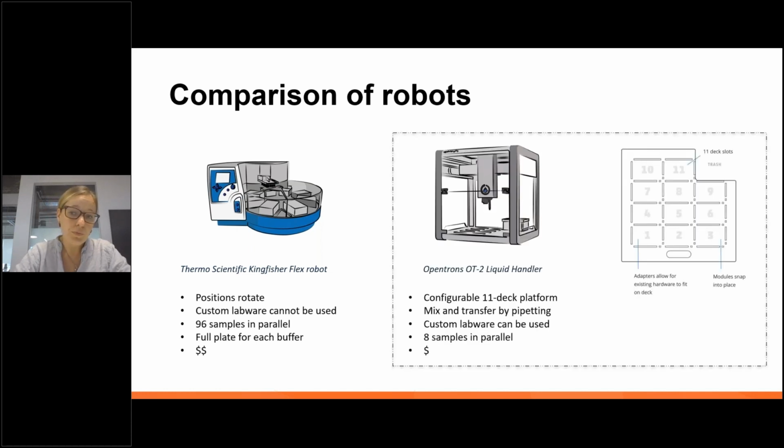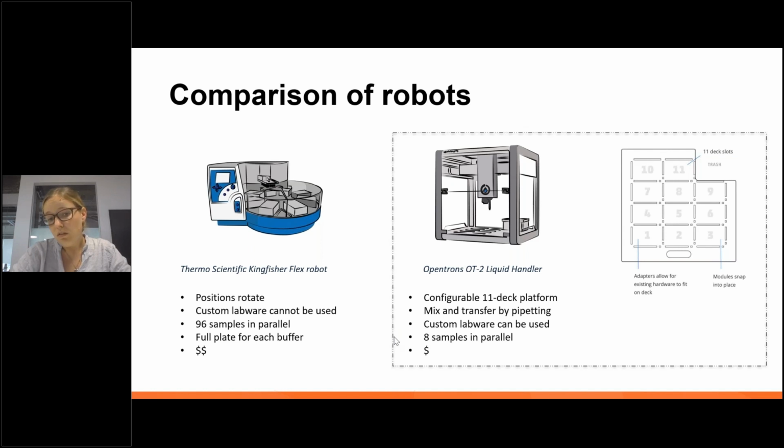But what we want to move into is the Opentrons, because it's much more versatile. You can configure this any way you want. It's basically just a mixer. You can mix and transfer using pipettes, and then you can do whatever you want. So we can integrate custom labware, which we will take advantage of.